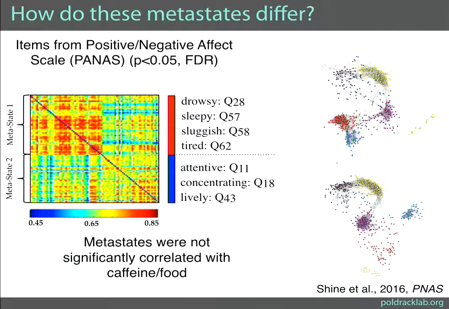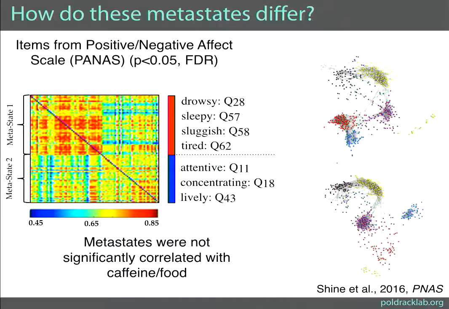And so then the question is, what's going on in those two different meta states? Max addressed this by using a questionnaire that I took. Every time I got out of the scanner, I would do a questionnaire, more than 60, maybe 80 items, called the positive and negative affect scale, where you basically, for a bunch of questions, say, how drowsy were you today? How sleepy were you today? How attentive were you today? How concentrating were you today?